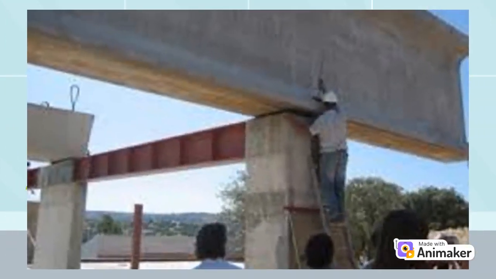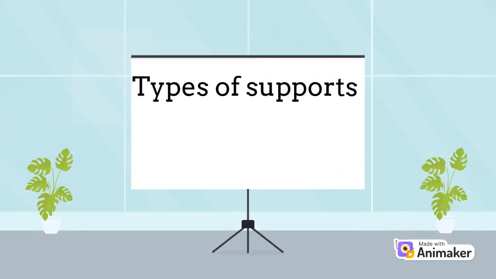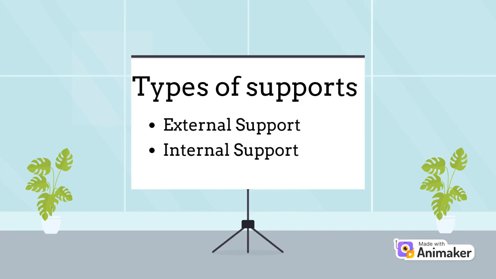Each support condition influences the behavior of the elements, and therefore the structural systems can be either horizontal span support systems. Types of supports and reactions in structures and their applications. The types of supports can be mainly classified into two types. The first one is external supports, and the second one is internal supports.